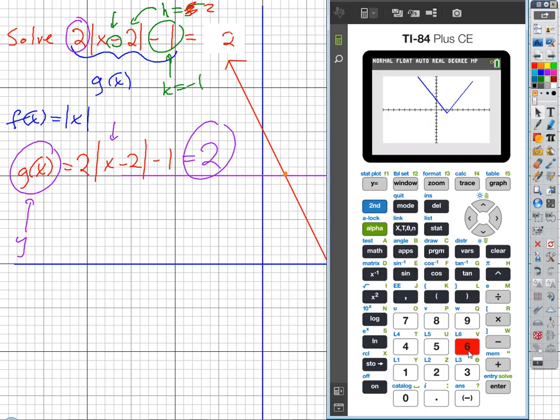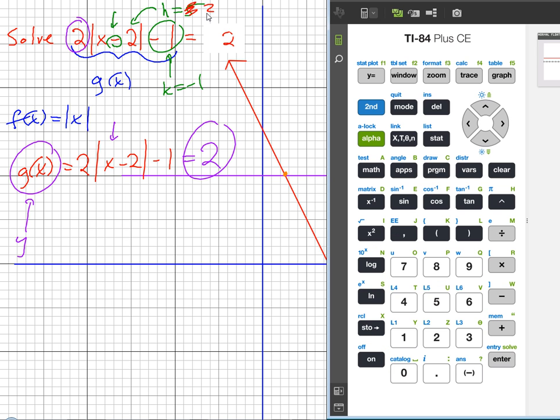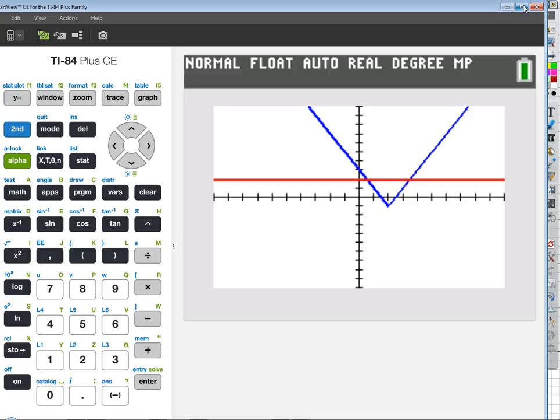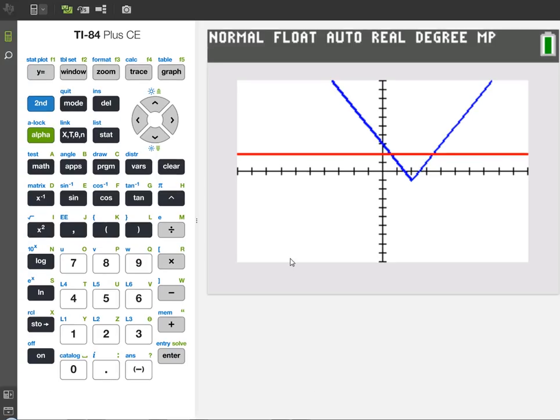Right? Okay, now if we want to figure out where that equals 2, then I'm just going to go back to y equals, and I'm going to define a second function, y equals 2, and just graph those at the same time. Now that's pretty good. I can graphically see where the intersections are, right? Let me make this bigger so you can see it. How about if I do like that? Okay.